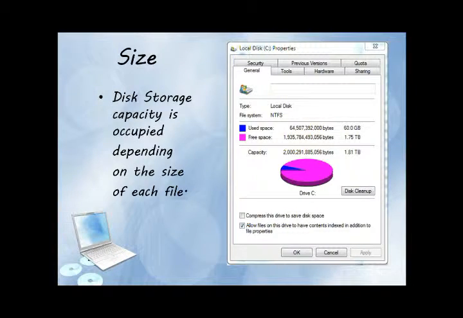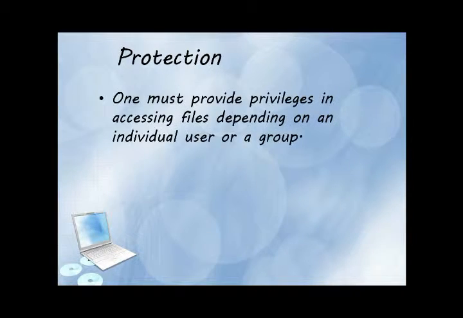Storage capacity is occupied depending on the size of each file. An example here is shown on the right, where the blue piece indicates the used space on the disk and the magenta piece is the free space of the disk. One must provide privileges in accessing files depending on an individual user or a group. Otherwise, one might disrupt some important files that run the system.